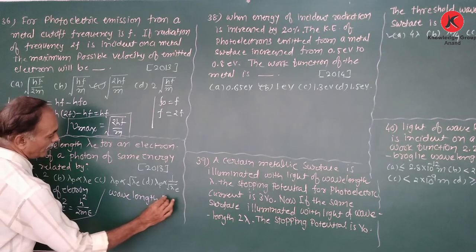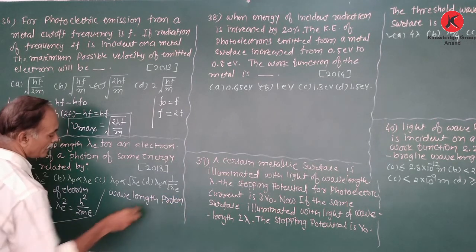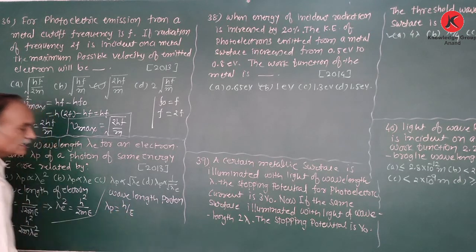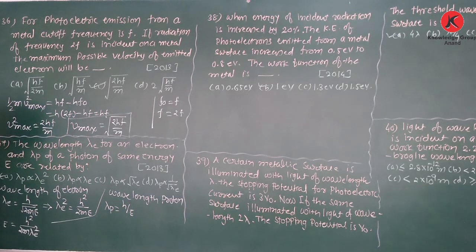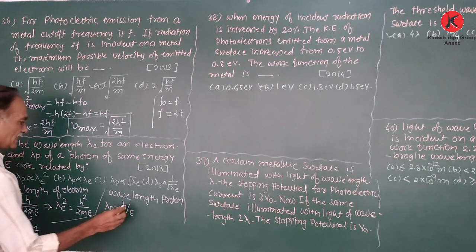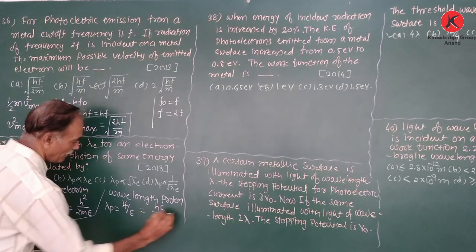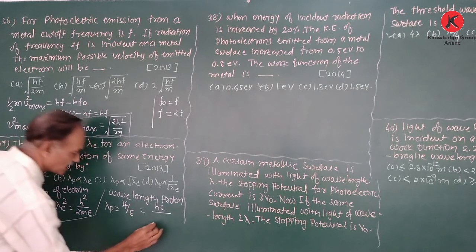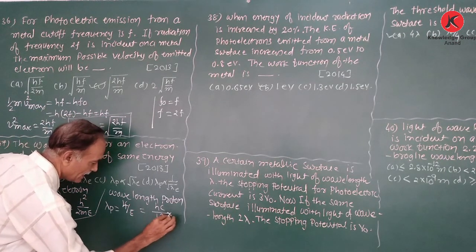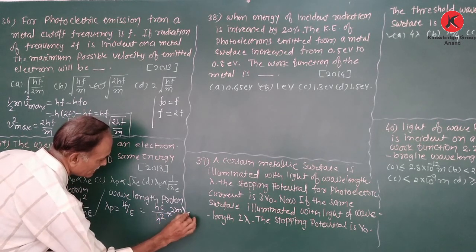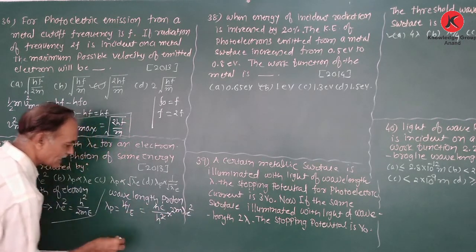Wavelength of photon: lambda P is equal to hc upon E. Substituting the value of E, we get hc upon h square over 2m lambda E square. One factor of h is cancelled.